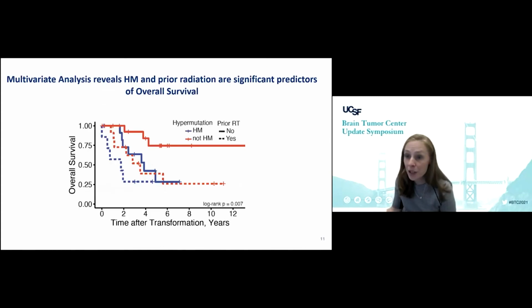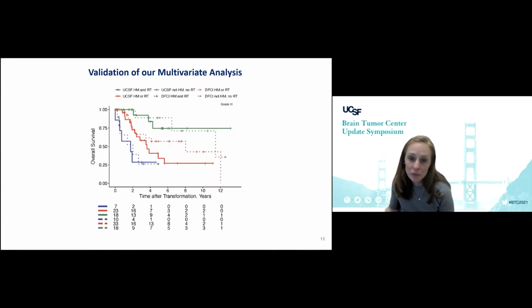We also were able to do a multivariate analysis, and we looked at multiple different parameters, and we found that both radiation and hypermutation were significant predictors of overall survival. So the patients that did the worst were the ones that had hypermutation and were radiated, and the patients that did best had no radiation and no hypermutation. And this, again, we could validate using our independent cohort.